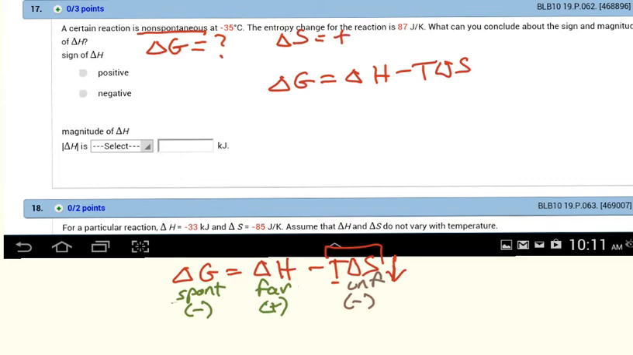And then it says, what can you conclude about the magnitude of delta H? And so you're going to run through that argument. Does delta H have to be positive or have to be negative in order for the reaction to turn out so that the delta G is non-spontaneous?